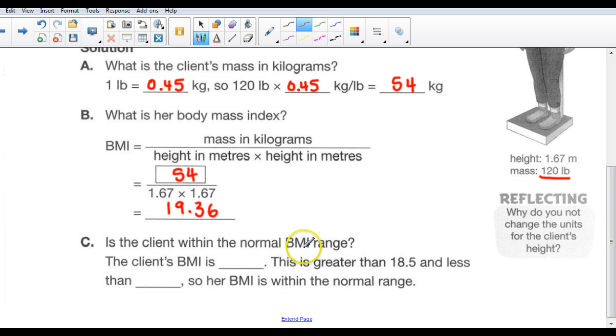Is the client within the normal BMI range? Well, the client's BMI is 19.36. This is greater than 18.5, so that's good. She's not underweight. And it's less than 24.9, which is the high end, so she's not overweight, so her BMI is well within the normal range. Okay? All right, so go ahead and do the practice for this one, and then I'll see you on the next unit.